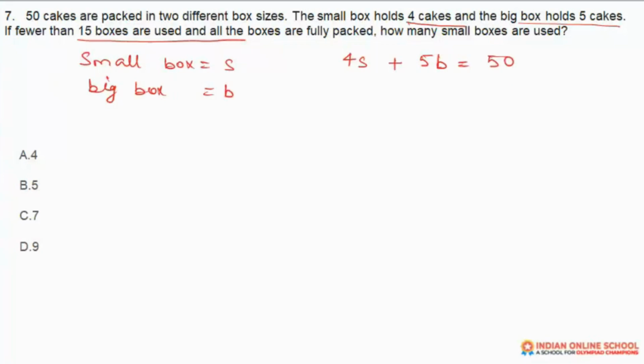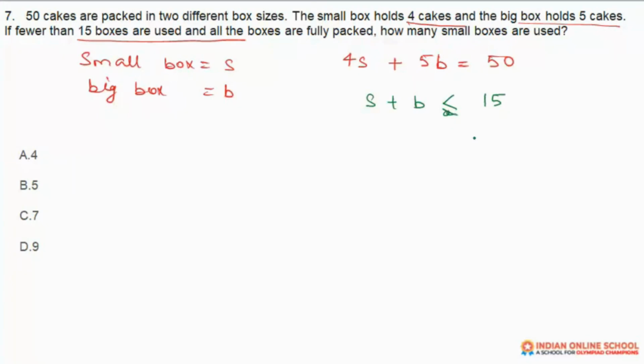Okay, and if we go with the second condition of the question, it is saying that fewer than 15 boxes are used, and all the boxes are fully packed, which means if we add the number of boxes, that needs to be lesser than 15 only. Because fewer than 15 boxes are used, equals to will not be there, lesser than 15 only.